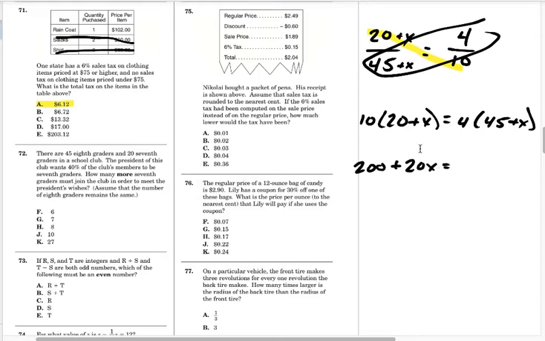45 times 4 is what? 180. Oh, I'm sorry. This is supposed to be 65. It's the total. It's not the smaller part. So this should be 65. All right. 4 times 65 is 260. Yeah, we'll go with that. 260 plus 4x. Okay, what do we end up with?